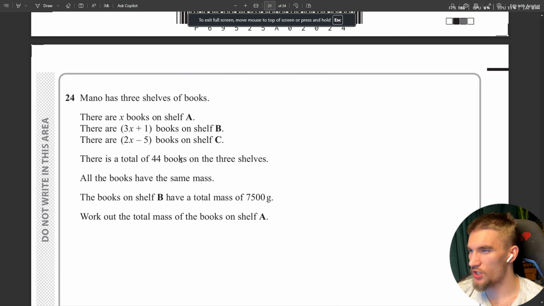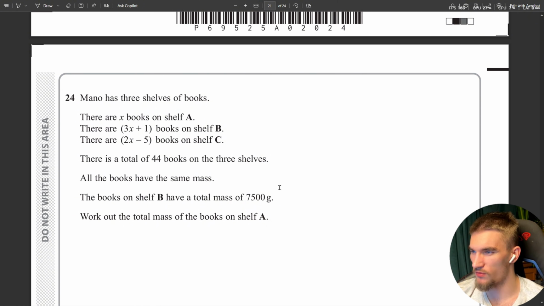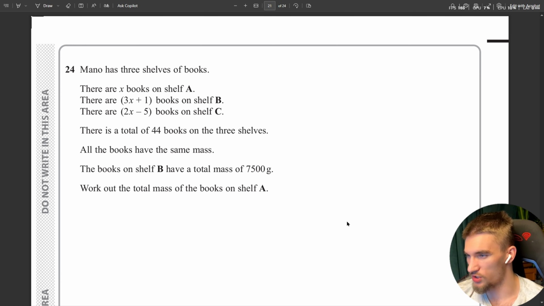Manu has 3 shelves of books. There are x books on shelf A, there are 3x plus 1 books on shelf B, there are 2x minus 5 books on shelf C, and there is a total of 44 books on the 3 shelves. All the books have the same mass. The books on shelf B have a total mass of 7,500 grams. Work out the total mass of books on shelf A.